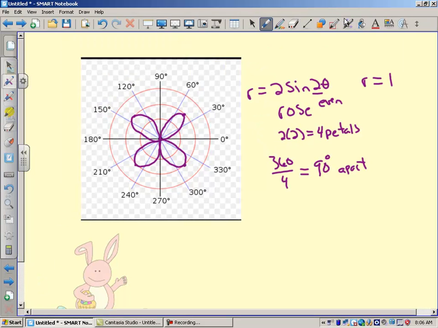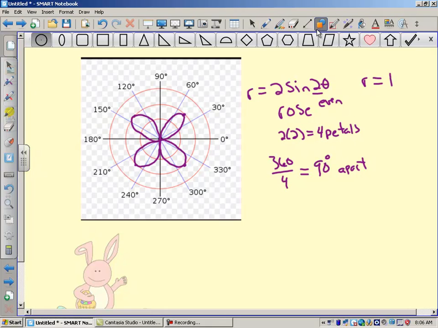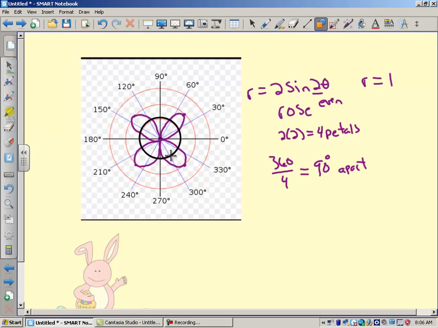Now I'm going to graph r equals 1. r equals 1 is simply a circle. It's a circle centered at the pole, and it goes out a radius of 1. So it's this circle right there.